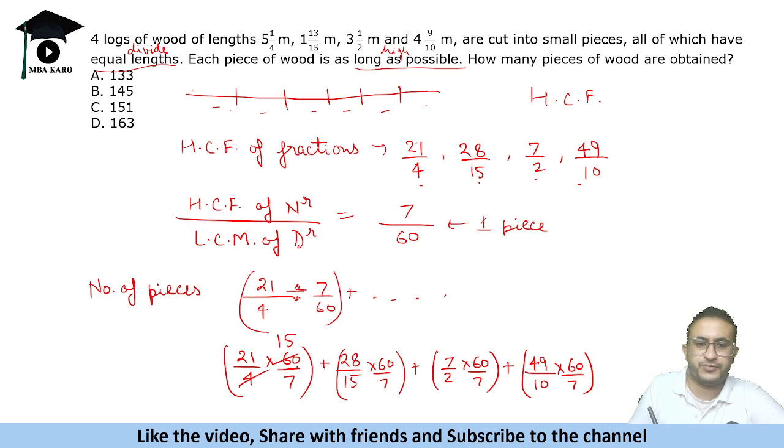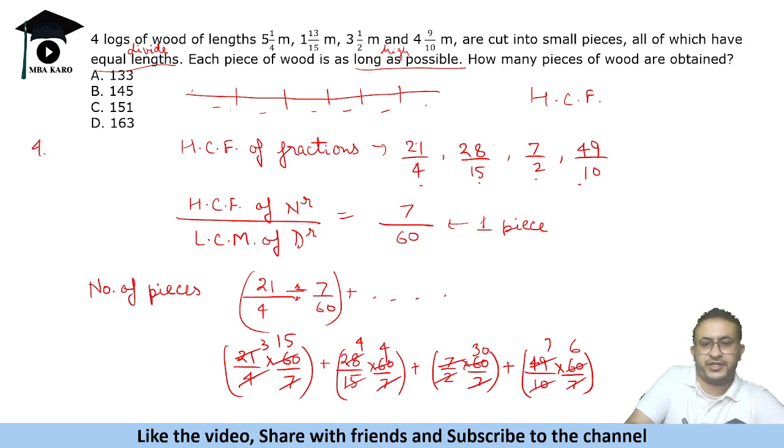So we'll just do some calculations. 7 gets cancelled, and we get the numbers as 45, 16, 30 and 42. Just quickly add these numbers. 58, 88, 88 plus 45, you will get 133 pieces. So that is our answer.